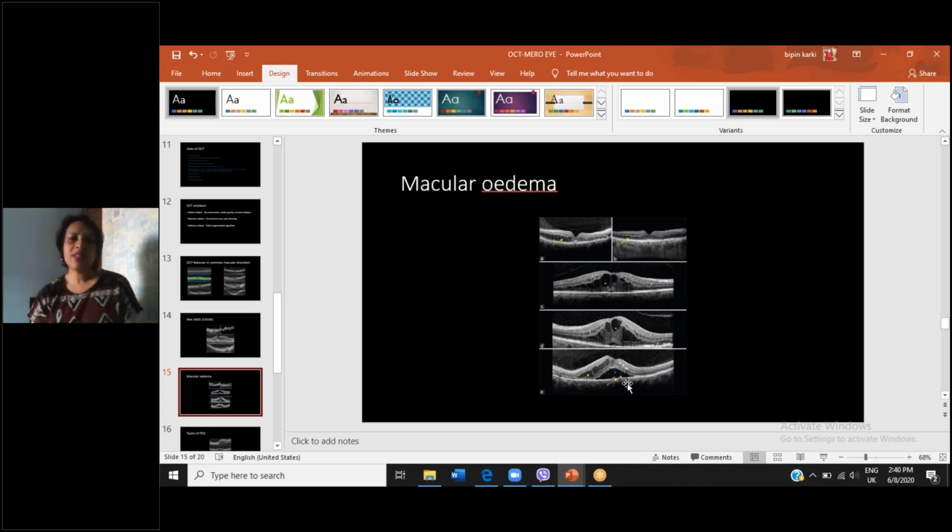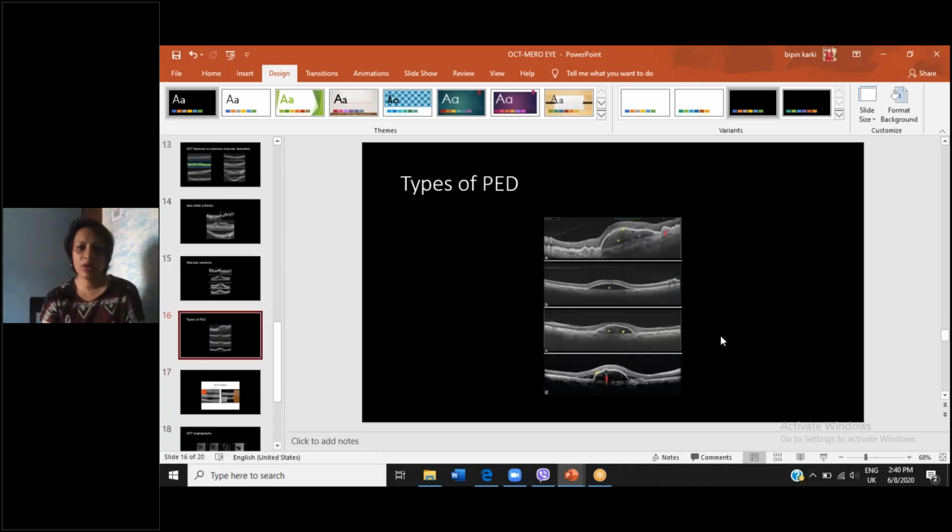And pigment epithelial detachments are also very, very easy to detect on OCT. So here you can see a big pigment epithelial detachment. So this is the RPE, which is detached from the Bruch's membrane, and there's collection going on underneath the RPE. So that's one kind here.